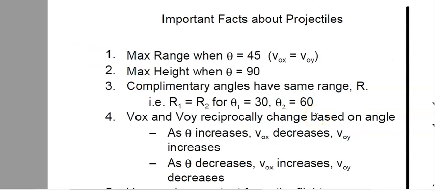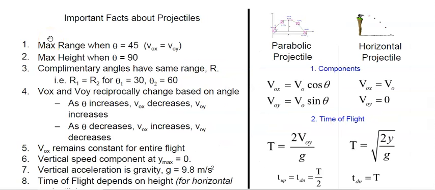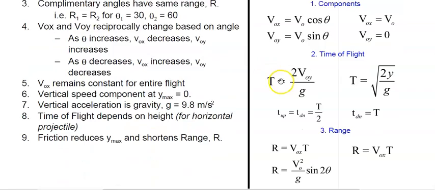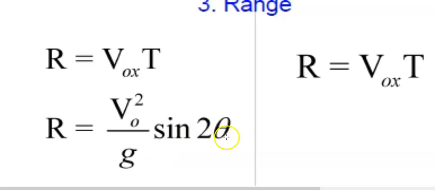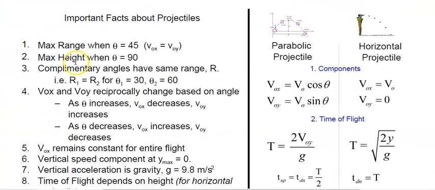And finally, let's talk about some important facts about projectiles. The first important fact is that the maximum range for a full parabolic flight will happen when the angle is 45 degrees. That's when the V0x equals the V0y. And if you went down to this formula here, V0 squared over g sine 2 theta, 2 times 45 is 90. The sine of 90 is 1, and you get the maximum range. Of course, the maximum height is when the angle is 90. So if you just shot this straight up in the air, it's like the problems we did a few videos back where we threw something straight into the air. That's actually a vertical projectile.